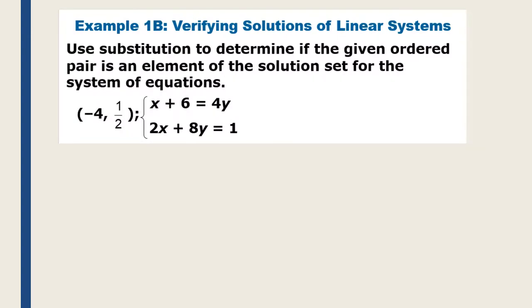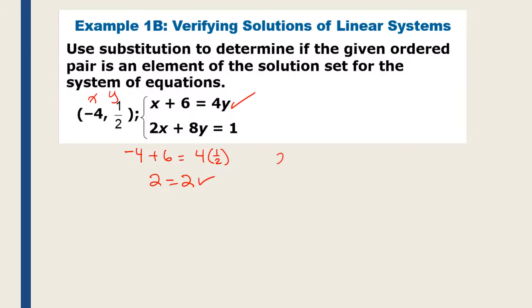Let's try one more. All right, again, we're going to substitute. Remember, this is our x and this is our y, so we're going to say negative 4 plus 6 equals 4 times 1/2. All right, negative 4 plus 6 is 2, and 1/2 of 4 is also 2. So this is true, so this ordered pair is true for our first equation.